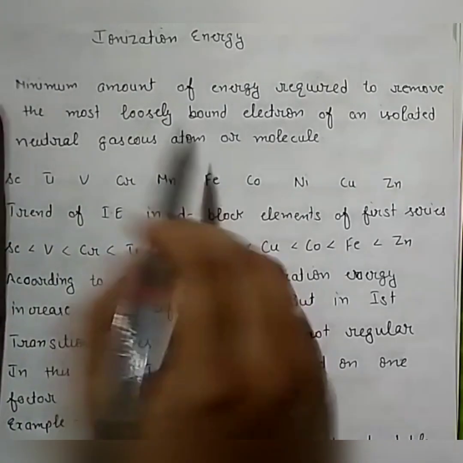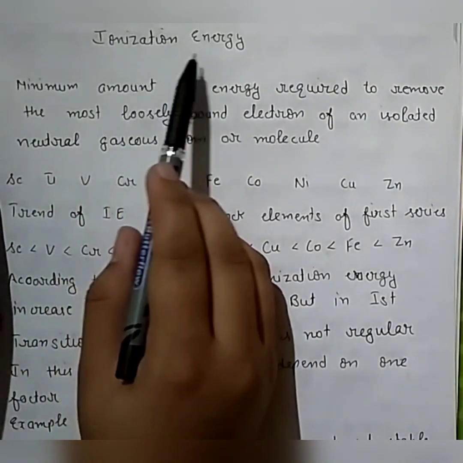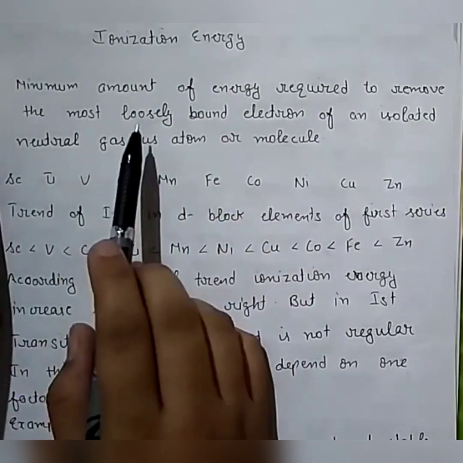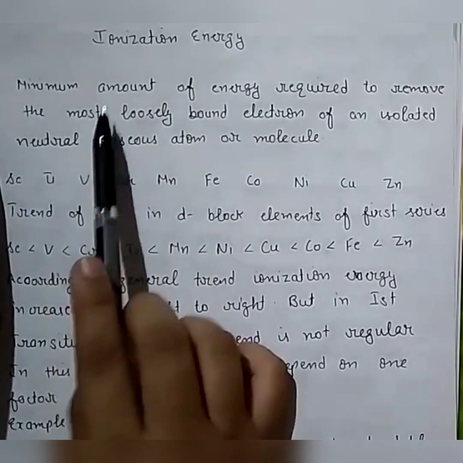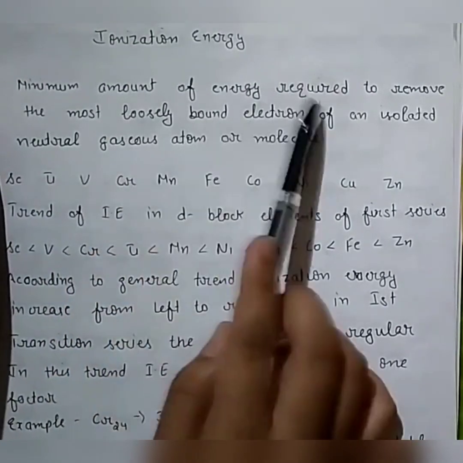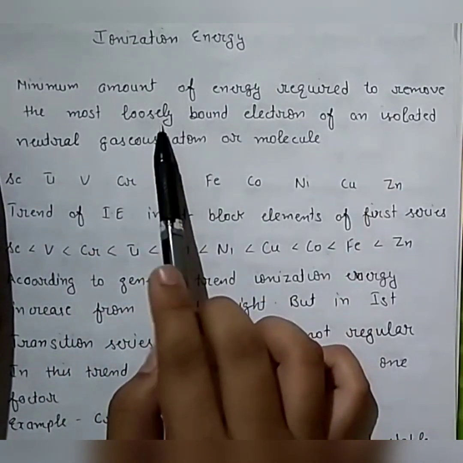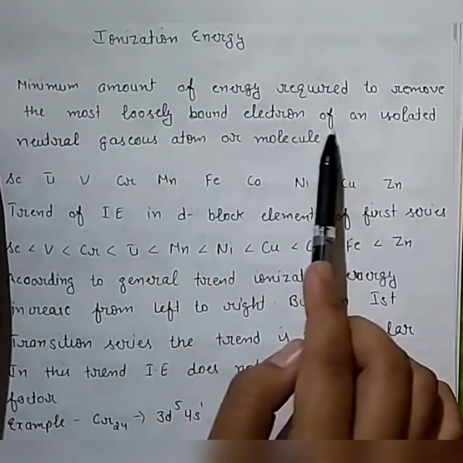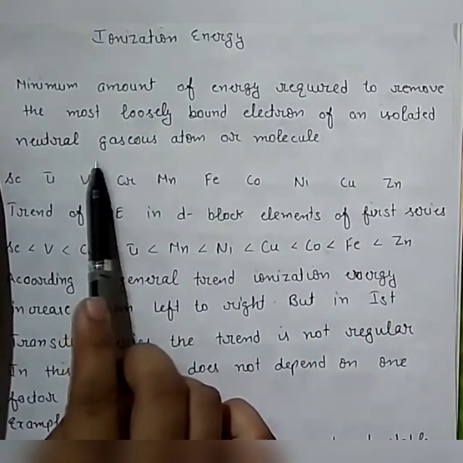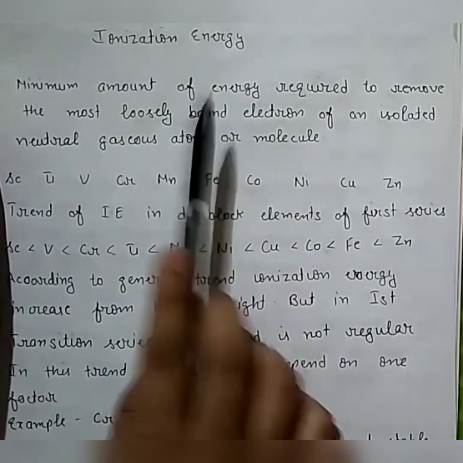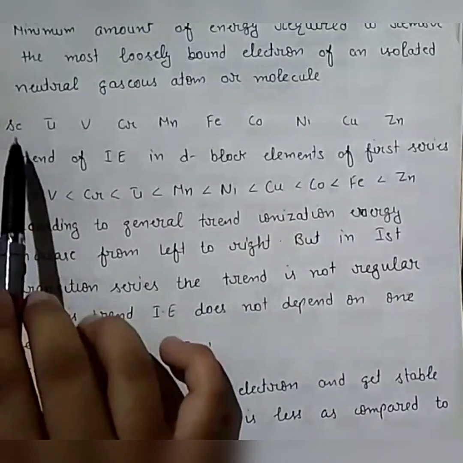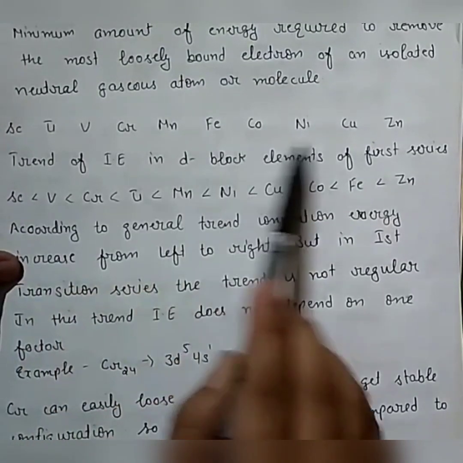Hi everyone, today's topic is ionization energy. Let us see the definition of ionization energy. Minimum amount of energy required to remove the most loosely bound electron of an isolated neutral gaseous atom or molecule is called ionization energy. This is the first transition series element.